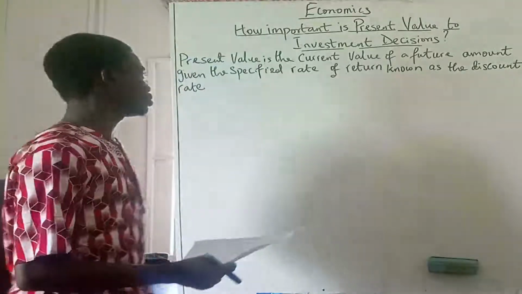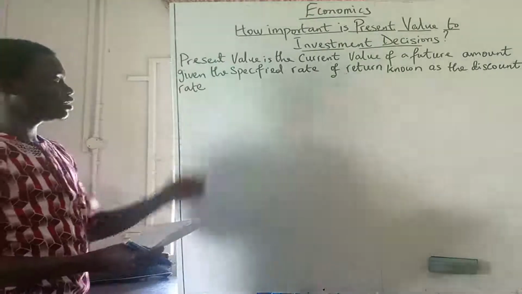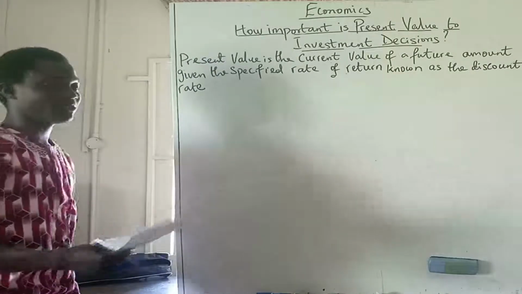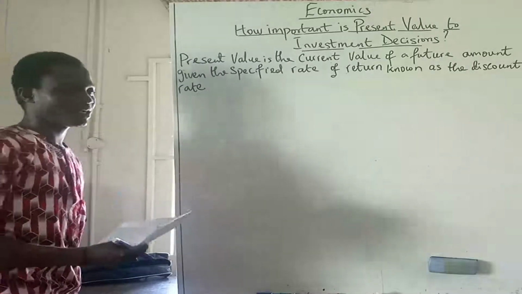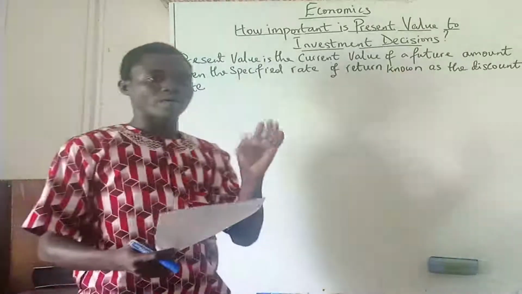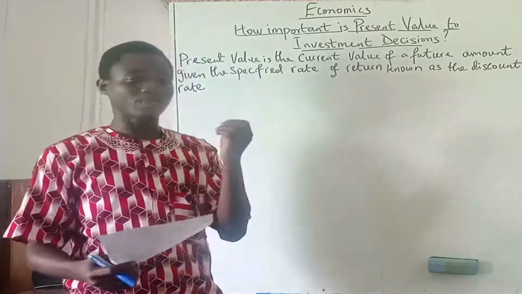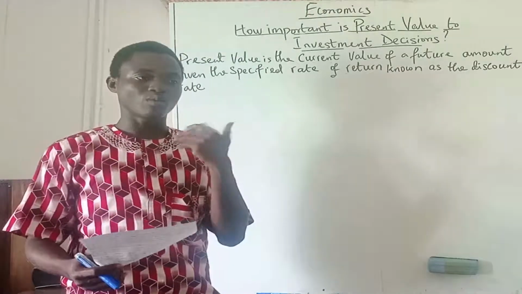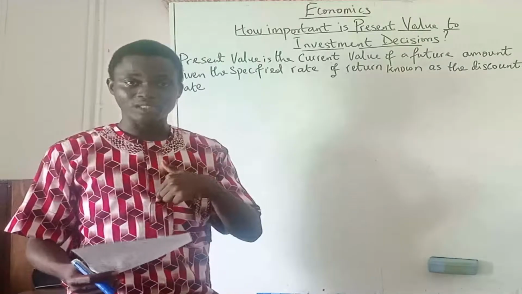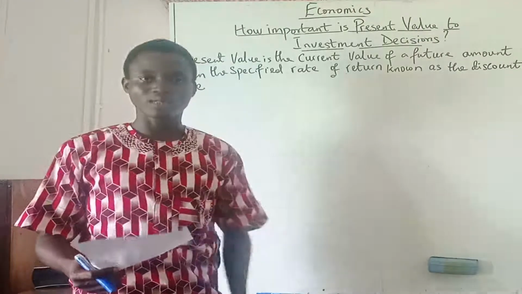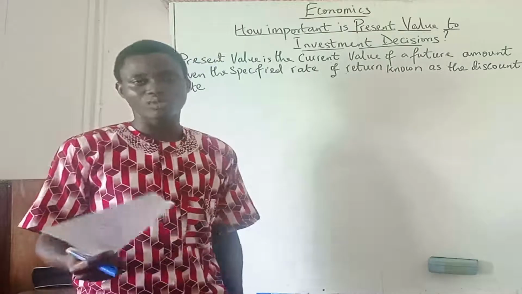Now let me come back to what present value is all about. I was saying that present value is the current value of a future amount given a specified rate of return known as the discount rate. So you have a future amount in mind, an expected future profit in mind. What we are now trying to look for is what amount we need to invest now to get that kind of profit in the future. So that's what it is all about.